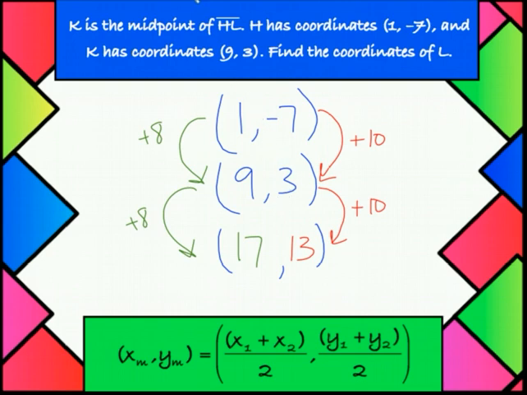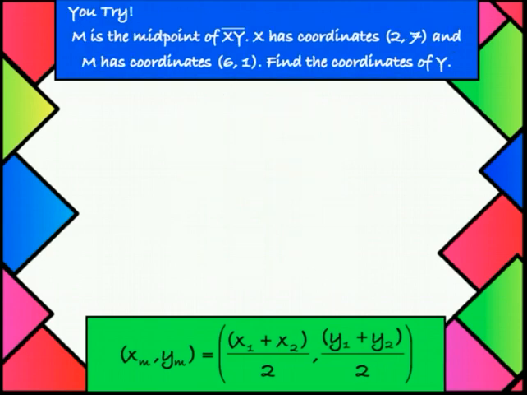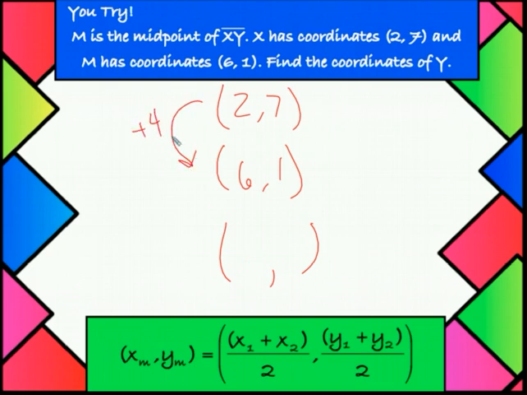So take a second, pause it, see if you can do this next one all on your own. Alright, so from here to here I add 4, so 6 plus 4 gets you 10. From here to here I actually subtract 6, so I'm going to subtract 6 from 1 and get -5.